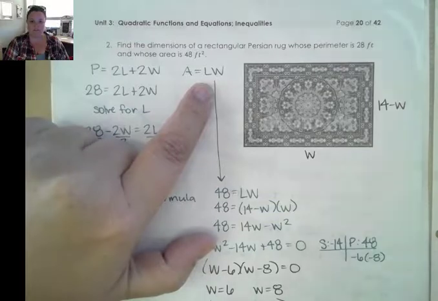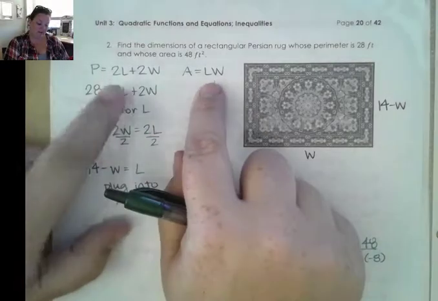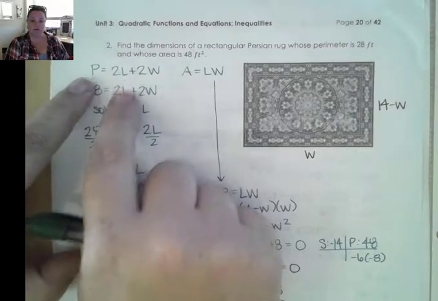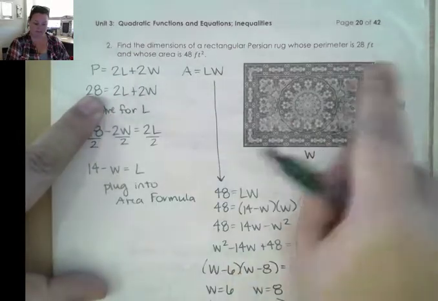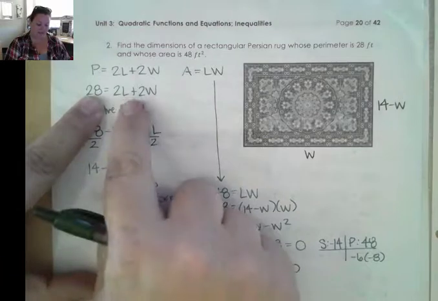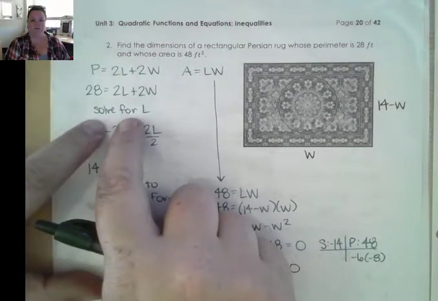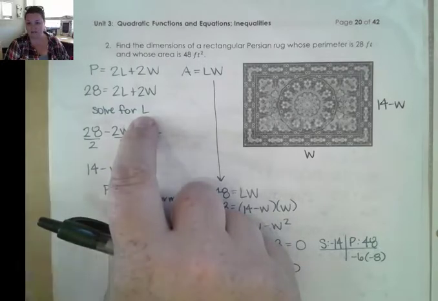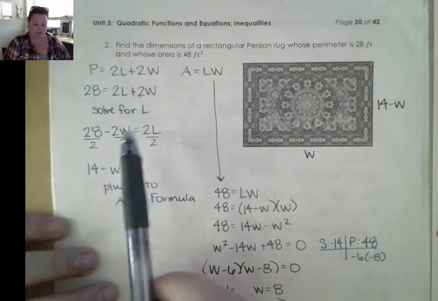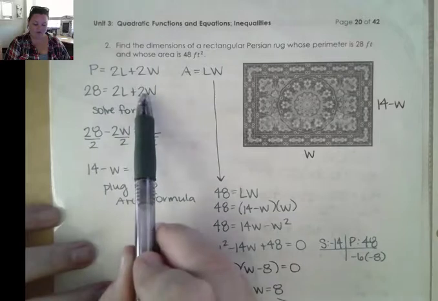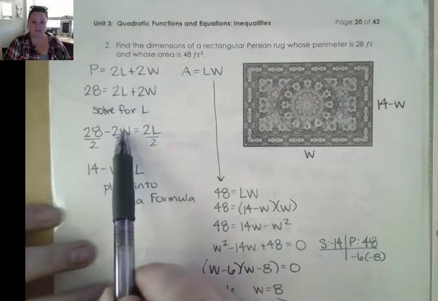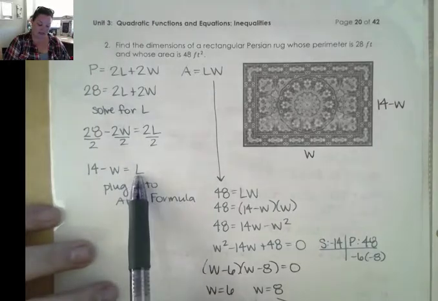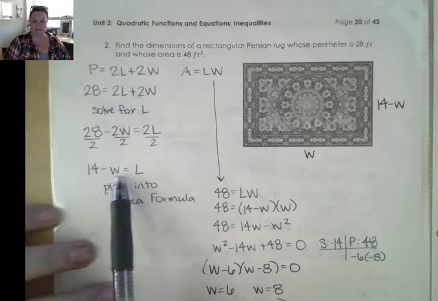Okay. Now, we are not given length or width, so I'm going to go ahead and use my perimeter equation, which we're setting equal to 28 because that's what it said the perimeter was, and I'm going to solve for either L or W. It doesn't matter which one you solve for. I chose L. If you chose W, that's okay. You'll get the same answer. So I went ahead and solved it for L by moving my 2W term to the other side and then dividing off my 2. So that tells me that L is equal to 14 minus W.